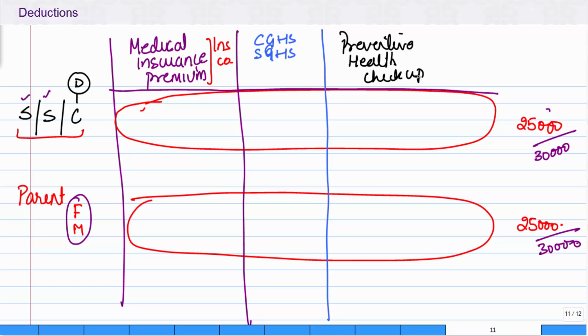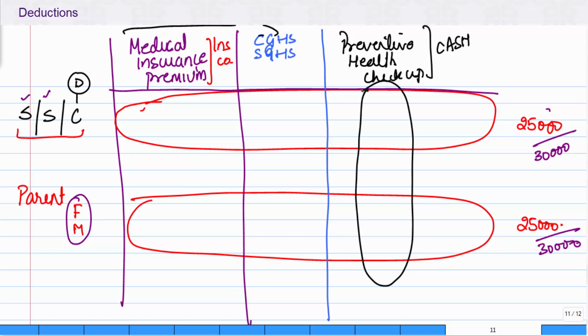So, preventive health checkup, we just learned. You get your blood test done for thyroid, for maybe health problems, maybe any other test. Those preventive health checkups, as I said, can be made in cash. So this can be allowed in cash. These cannot be allowed in cash. These have to be done by other than cash. But there is an overall limit here of maximum 5,000.